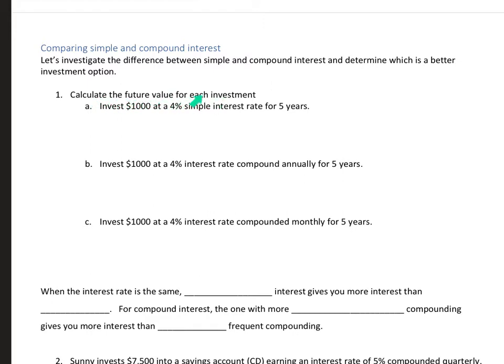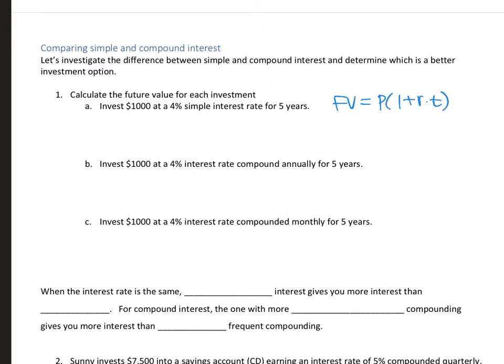Let's look at number 1. Calculate the future value for each investment. The first one: invest $1,000 at a 4% simple interest rate for 5 years. It says simple interest rate, so this is the old stuff. If you remember, the future value for simple interest was P times 1 plus R times T.